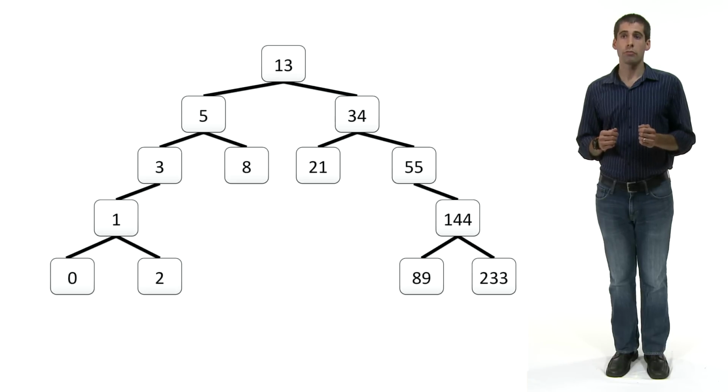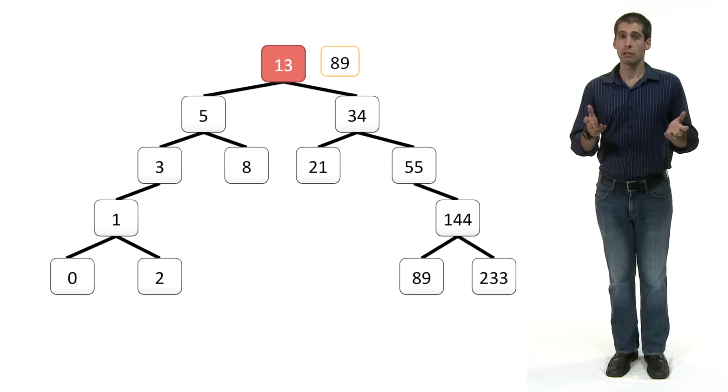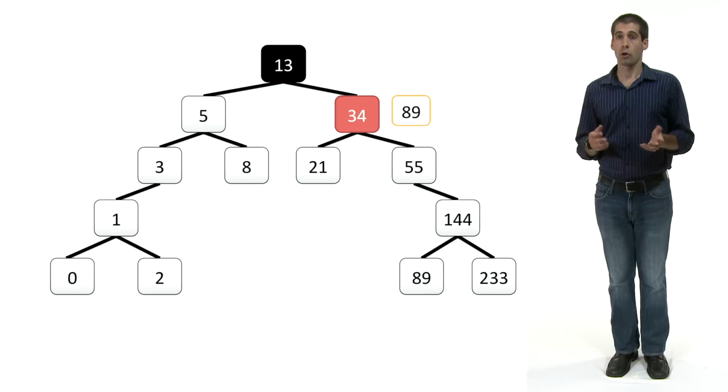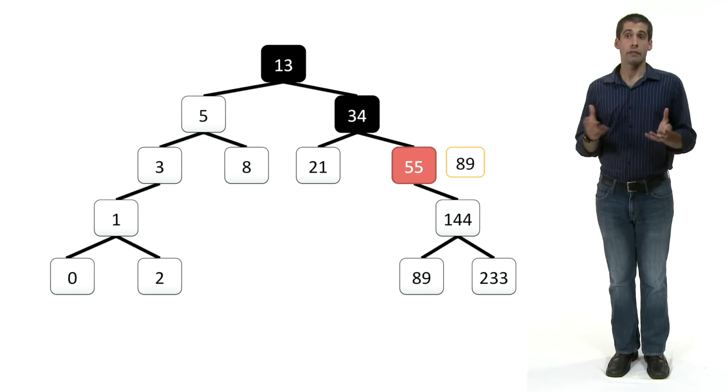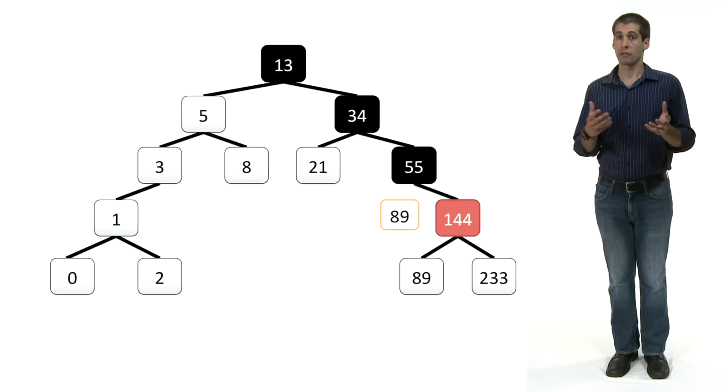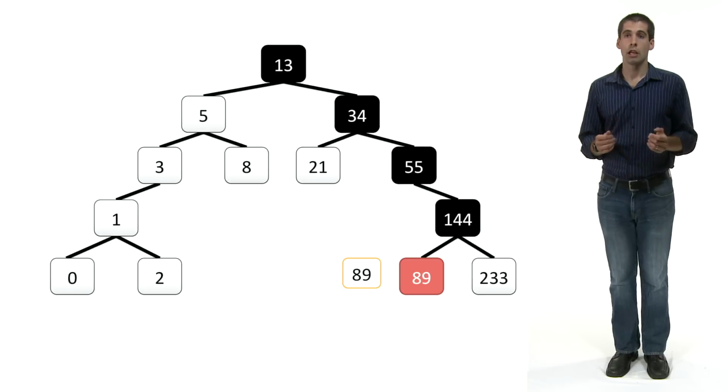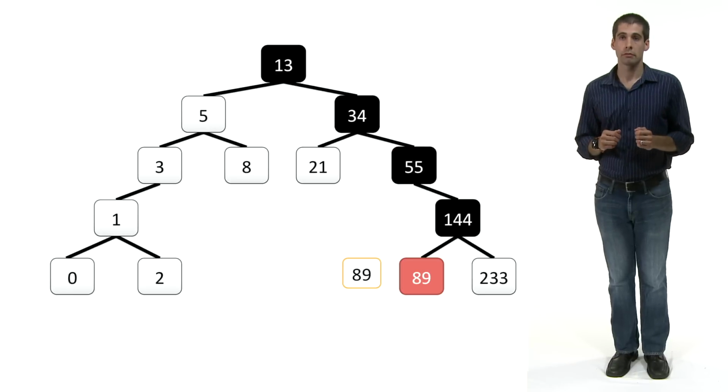Say we're looking for the number 89. We simply check the value at each node and go to the left or right depending on whether the node's value is less than or greater than the one we're looking for. So starting at the root of 13, we see that 89 is greater, and so we go to the right. Then we see the node for 34, and again we go to the right. 89 is still greater than 55, so we continue going to the right. We then come up to the node with value 144 and go to the left. Lo and behold, 89 is right there.